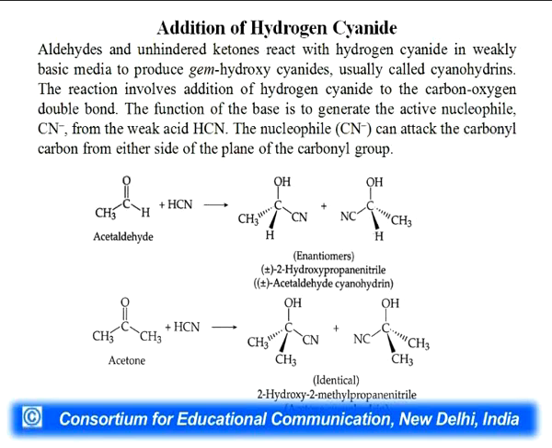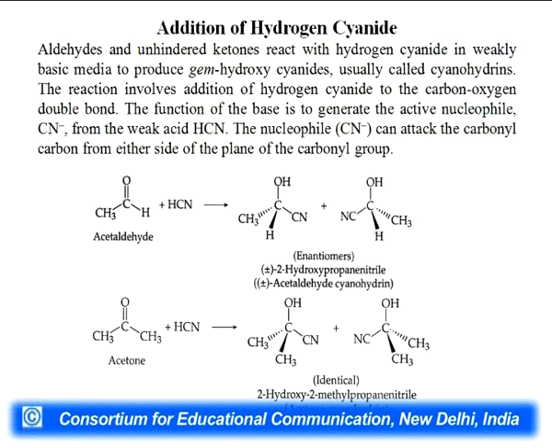So, we required a base for this reaction. The nucleophile now can simply attack the carbonyl carbon from either side. When we say either side, definitely there is an enantiomeric product. So, when acetaldehyde reacts with hydrogen cyanide, enantiomers will form.